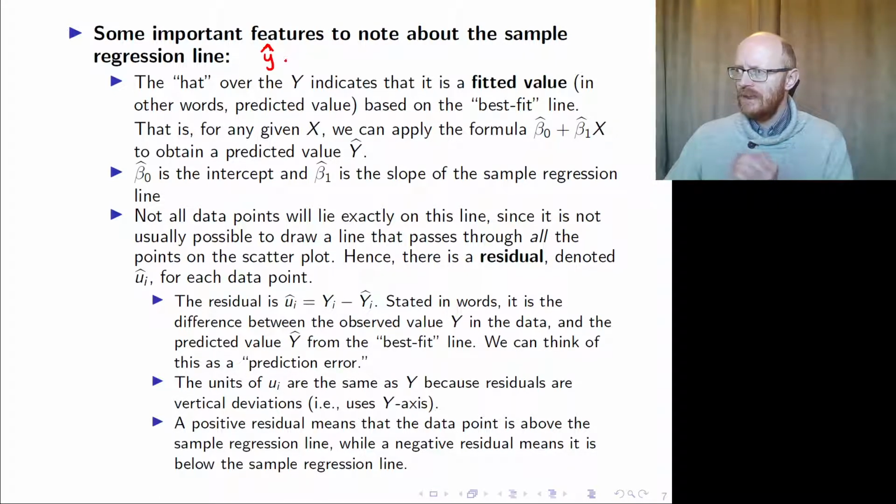Based on the ordinary least squares method, we find the best fit line on average. So we can apply the formula intercept plus the slope times x to obtain a predicted value of y hat on average. This is quite important. On the next slide, I will mention why. Here beta naught hat is the intercept, and beta 1 hat is the slope of the sample regression line.